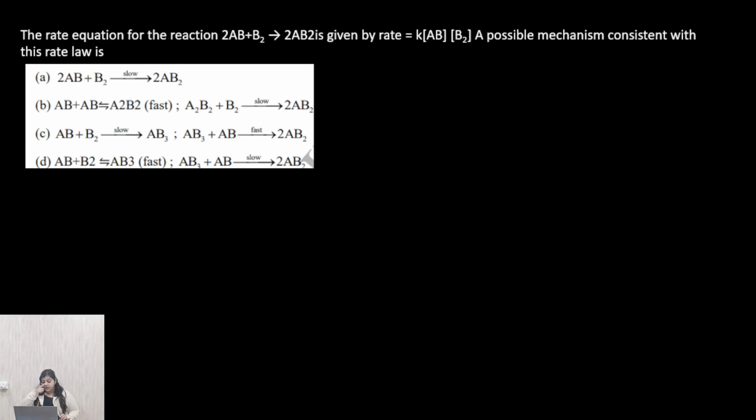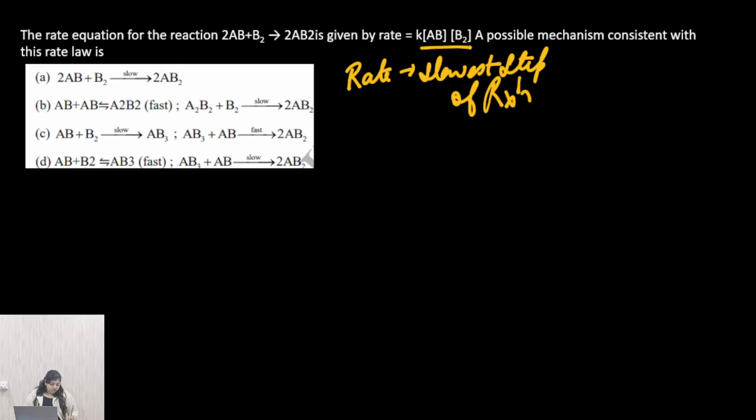Next is this. It says the rate equation for the reaction, which is 2AB plus B2 giving you 2AB2, is given by the rate expression. It includes K into AB into B2. The possible mechanism of it: we know that the rate of the reaction depends upon the slowest step of the reaction. In this, the first option says the 2AB component is present and the B2, but in the expression, AB is raised to the power of 1 only. So here the 2 coefficient is there, so this can't be your answer.